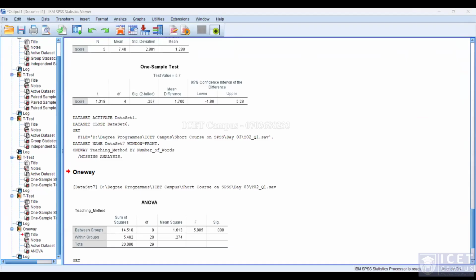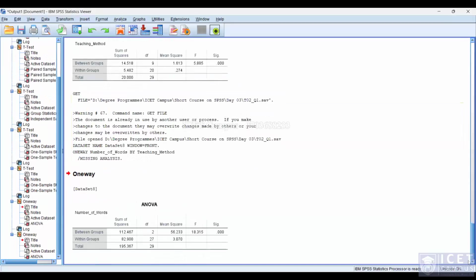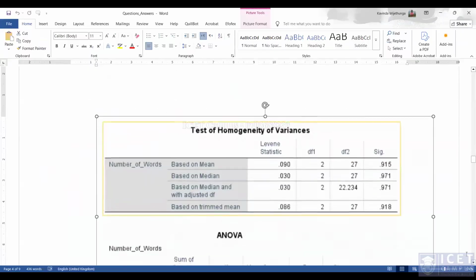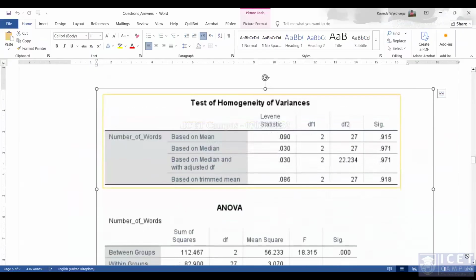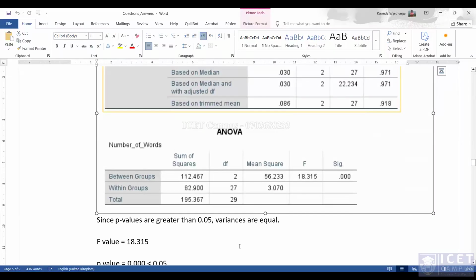Right, there are. Yes. So then we can go for the analyze, compare means, one way ANOVA. Number of verbs is given, teaching method is the factor list. Then okay. Yes, now we can see the output. I didn't take the descriptive statistics, right? They're just the ANOVA table, right? We'll take it later. Now you can see the sum of squares 112.467, 82.90, everything is displayed in the table.